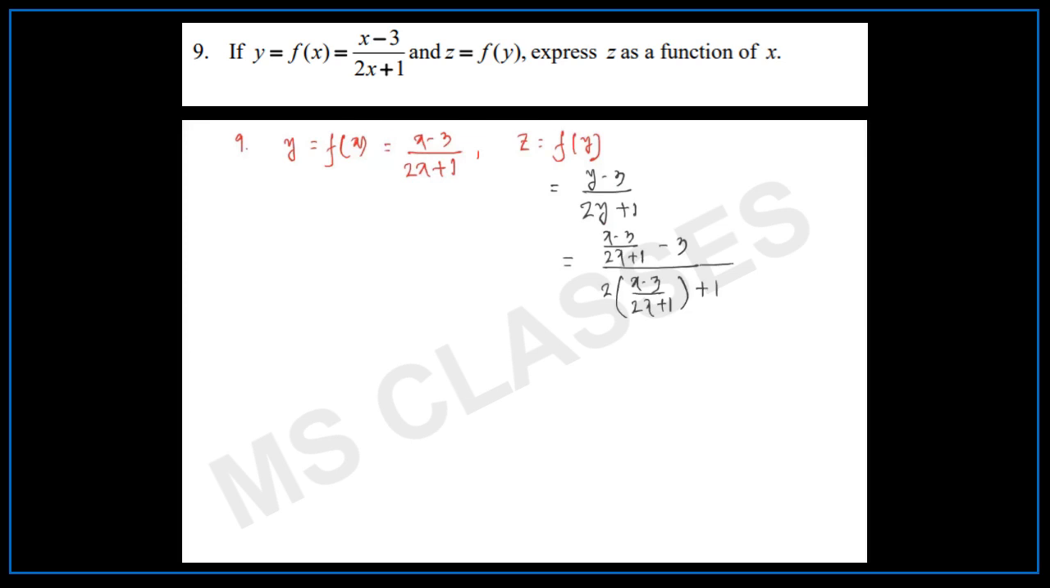Now that gives you what? x minus 3 minus 6x minus 3 by 2x minus 6 plus 2x plus 1. This gives us minus (5x minus 6) by (4x minus 5). So here it shows that z is expressed in terms of x.